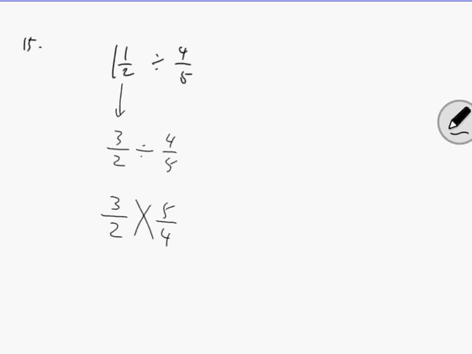fraction. Now here I can't cross reduce either way, so I end up with 15/8, which a lot of people couldn't convert properly to a mixed fraction. It's 1, that's 8/8, and 7/8. A lot of people had 5/8 there, but it's 7/8.